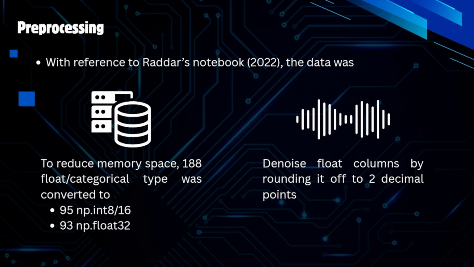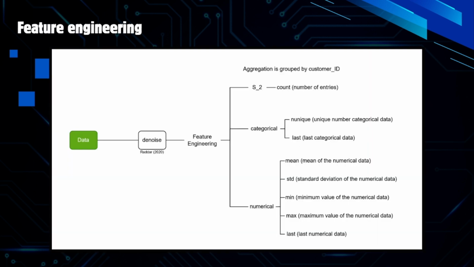Preprocessing was carried out with reference to Radars notebook. The data was first converted to smaller data types to reduce memory usage, and floating point values were rounded to 2 decimal places to remove noise. Next, feature engineering was performed by aggregating data for each customer.